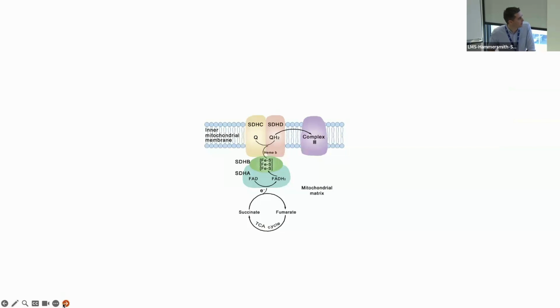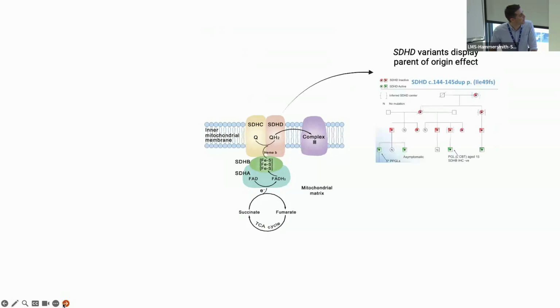And again, most people will know this, that if you have a defect in SDHD, you are more likely to develop a head and neck tumor that is non-secretory and it rarely metastasizes. But if you have a defect in SDHB, you are more likely to develop a paraganglioma of the abdomen, and that is more likely to be secretory and more likely to metastasize. And we don't fully understand why there is this clinical difference.